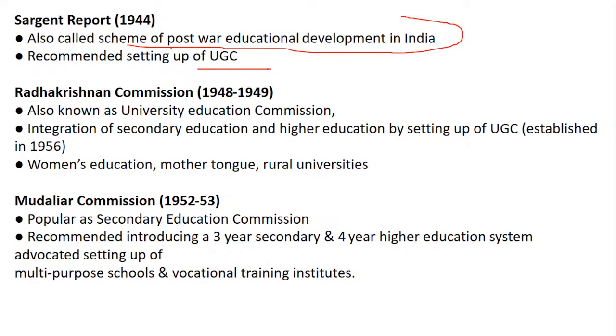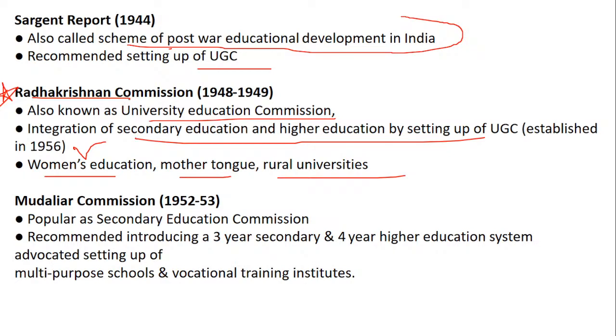Now when we talk about the Radhakrishnan Commission, the Mudaliar and Kothari Commissions, in detail also I am going to bring these commissions. Today I am just introducing them because I have seen a lot of questions coming on that. So today I will take just the basics. It is also known as the University Education Commission. Integration of secondary education and higher education was done by setting up UGC, which was established in 1956. Women's education, mother tongue and rural universities were seen with the help of the Radhakrishnan Commission.